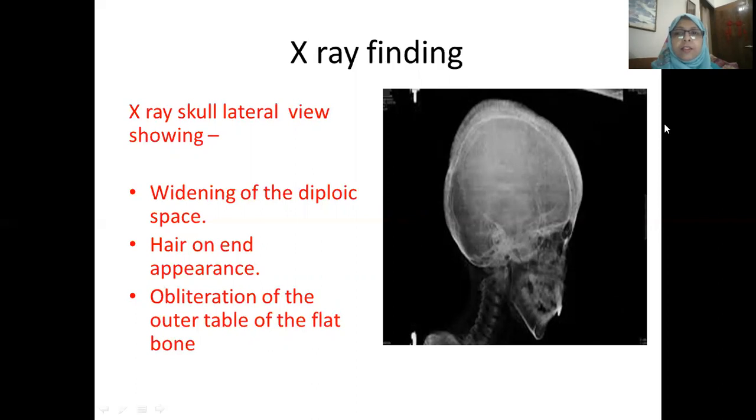X-ray skull lateral view showing widening of the diploic space. This one is the diploic space. This is widened here, but here the diploic space is normal. It is widened in the parietal bone and in the frontal bone.